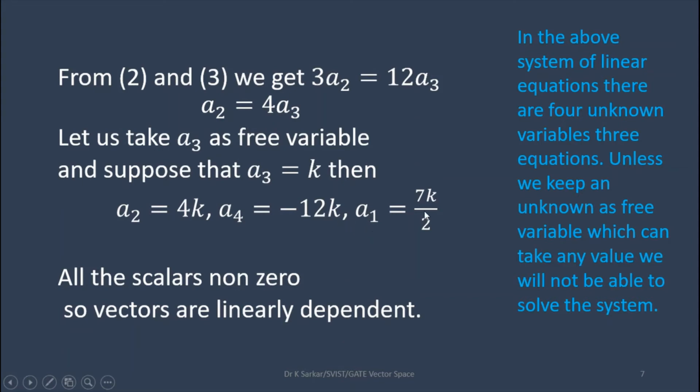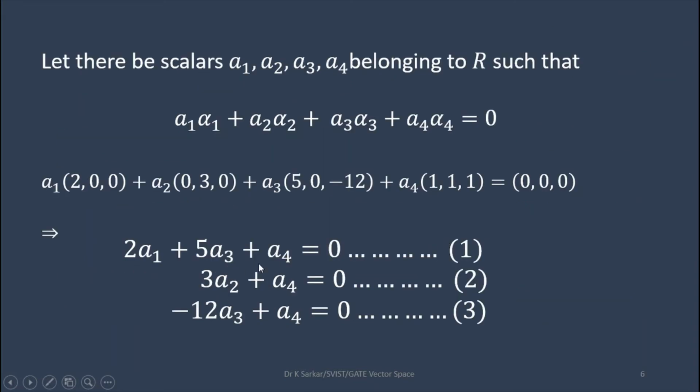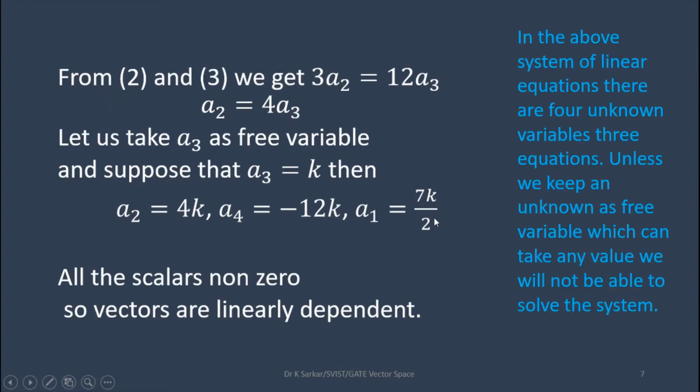And a1 will be minus 7k by 2. Check here, from equation 1, 2a1 plus 5a3 plus a4, if you put a3 and a4, then you will get a1 as minus 7k by 2. All the scalars here are non-zero, so the vectors are linearly dependent.